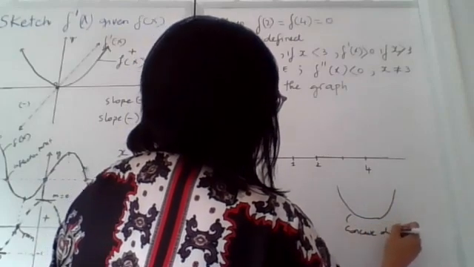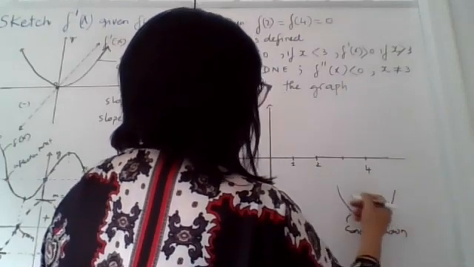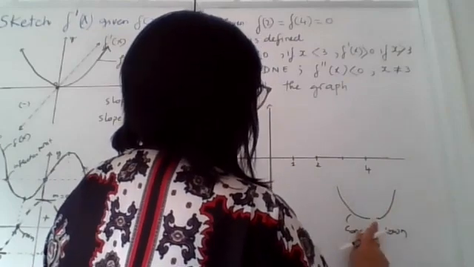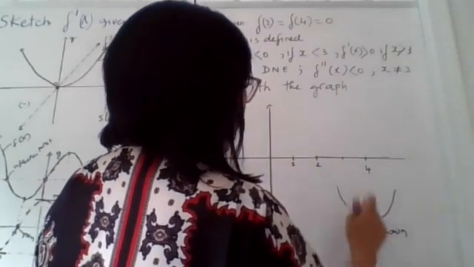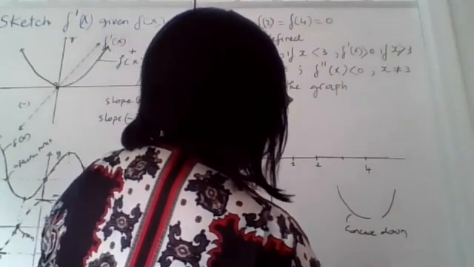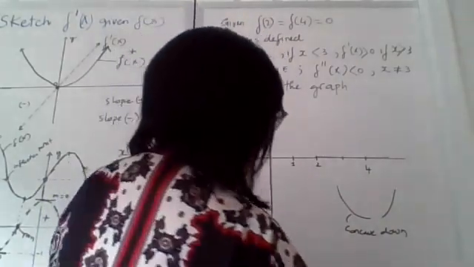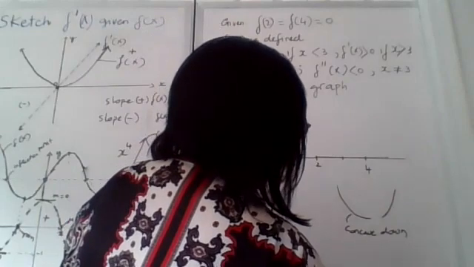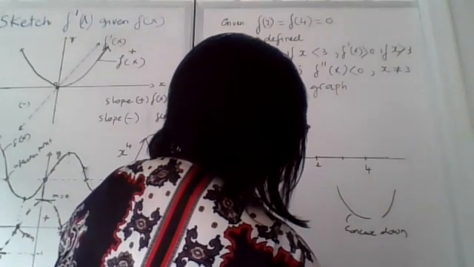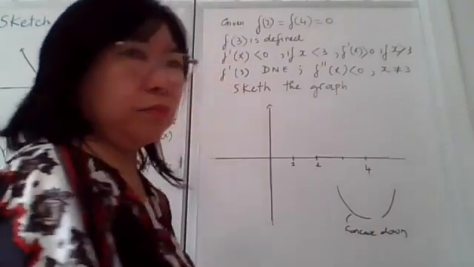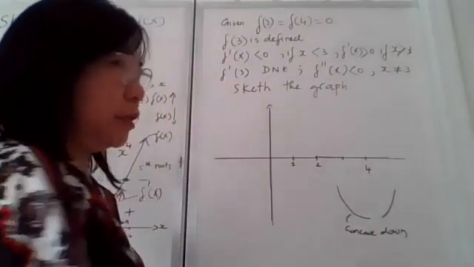Concave down, right? Whether it's a full piece like this or just half a piece like that, that's concave down. This will be concave up. This we call concave up. And when we're talking about the shape of the function, concave down, concave up, we're talking about the second derivative.